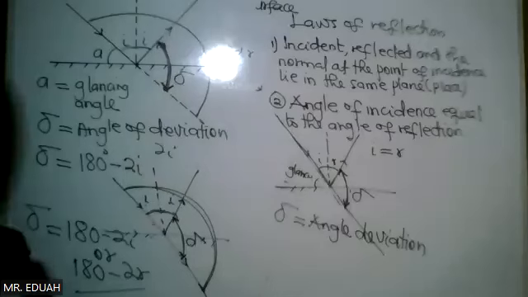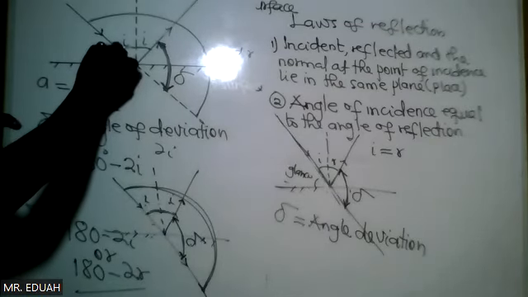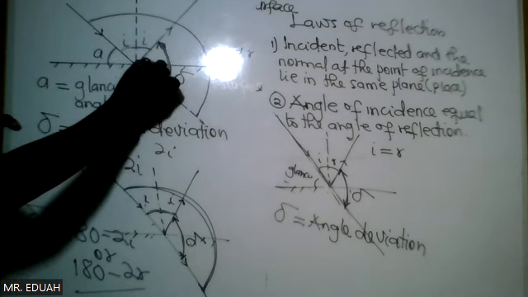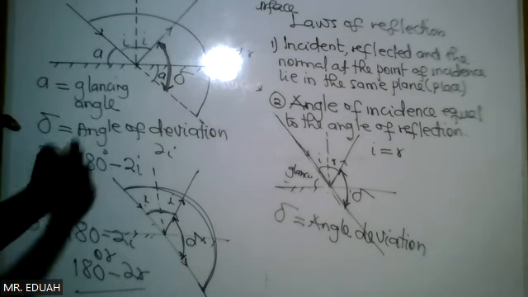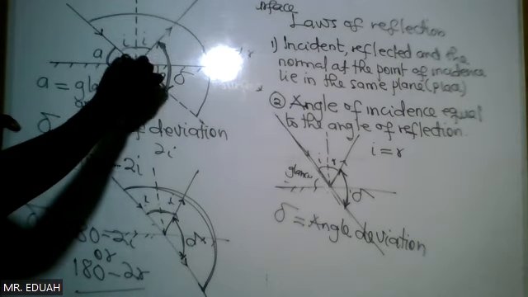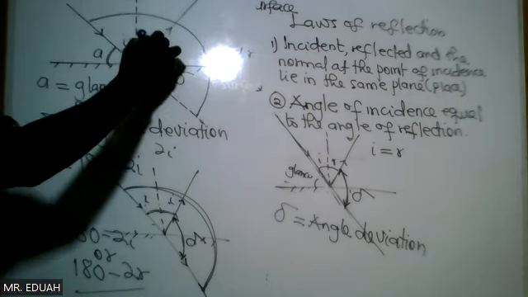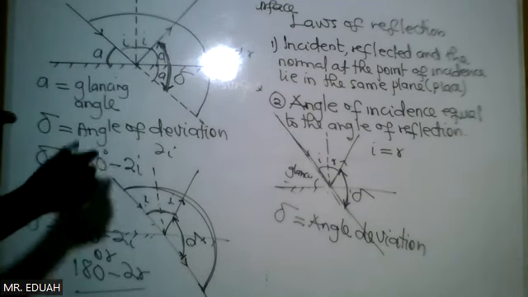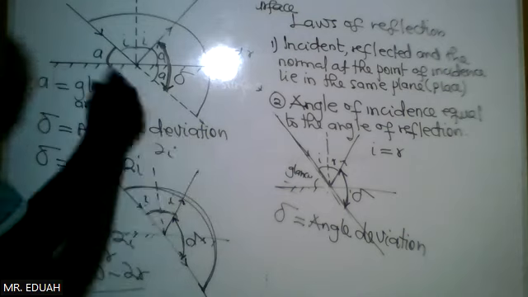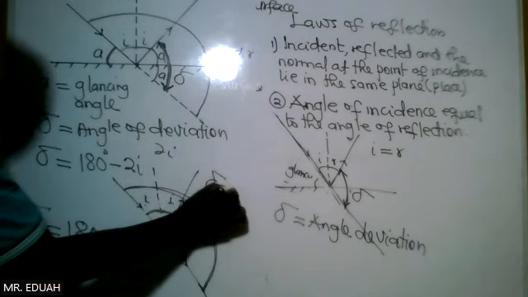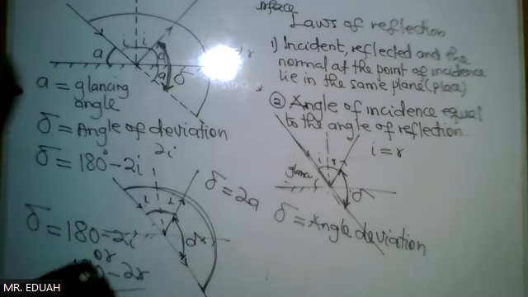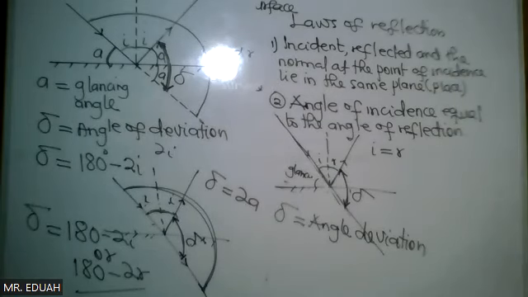But you see, it is true that as Nanama was saying, if this is A, this will also be A. And if this is A, because this is the normal, this will also be A. So when you total, we can also say that if you have the glancing angle, the angle of deviation can also be 2A, but it's also equal to 180 minus 2I and all that, right? So it depends on what you have and how to calculate this. Let me see if we can have a question to just try.